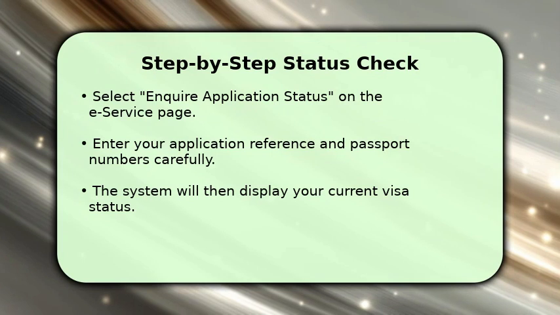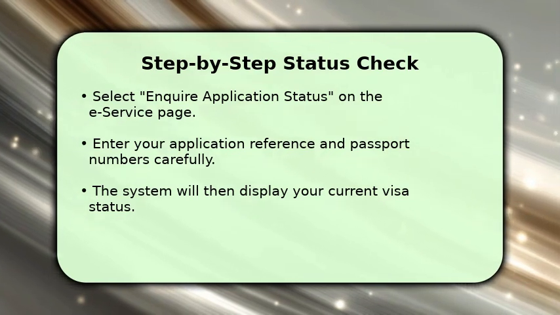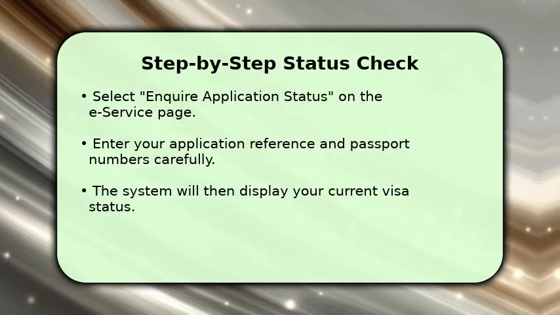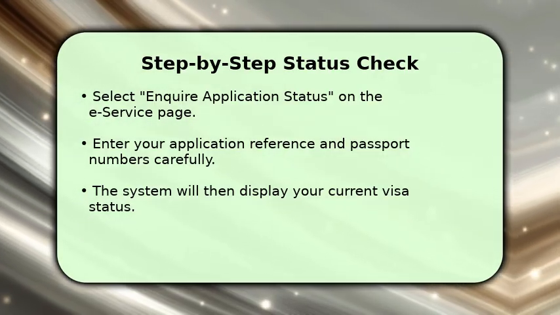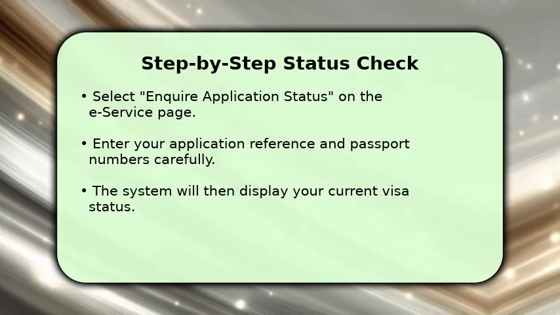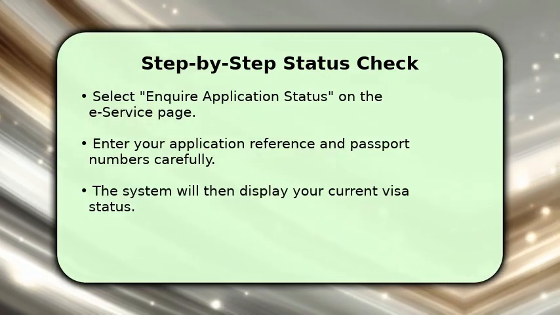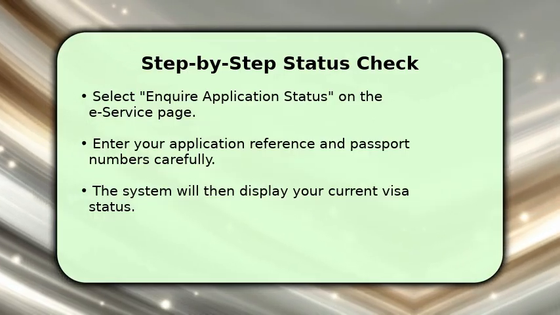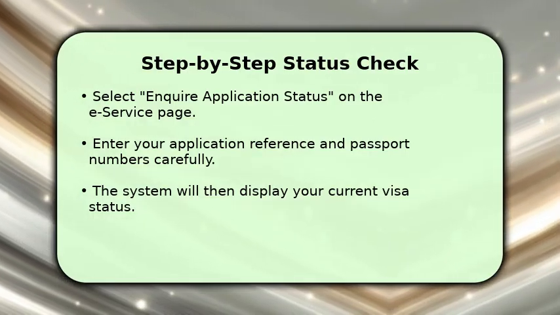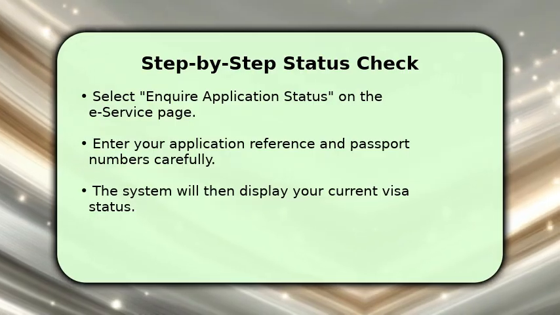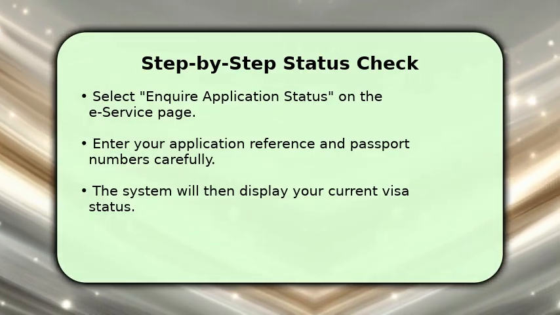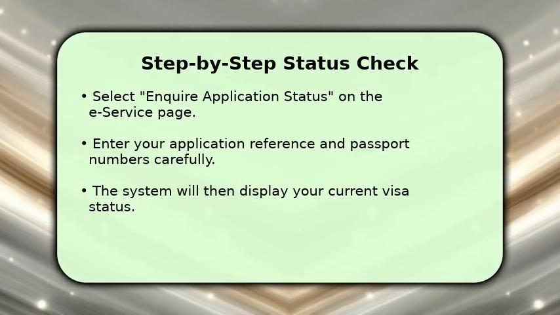Once you are logged into the ICA e-service portal, look for an option such as Inquire Application Status or Inquire Family Application Status. Click on the appropriate link. You will then be prompted to enter your application reference number and your passport number into the designated fields. After carefully inputting these details, submit your inquiry. The system will process your request and display the current status of your Singapore study visa application.